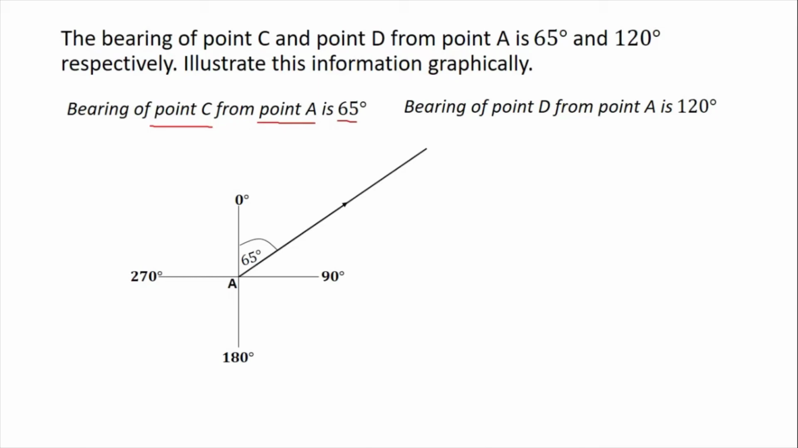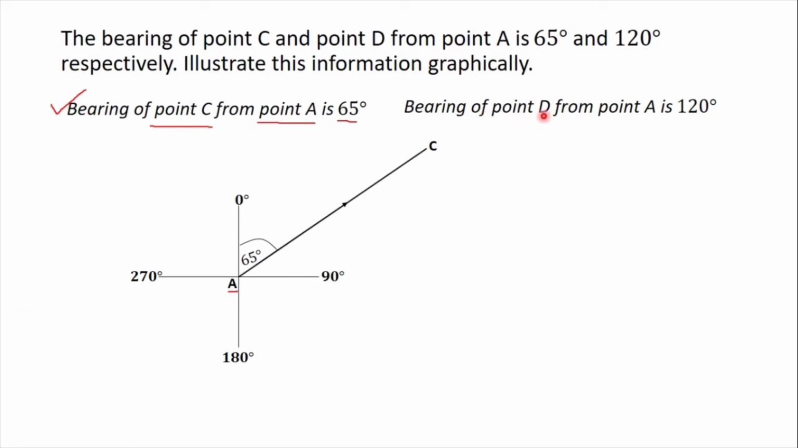So this is our starting point, point A. We have drawn the angle on the diagram, 65 degrees. Our ending point is point C, so you indicate that on the diagram. So we are done with the first part. The bearing of point C from point A is 65 degrees. Then you move on to the second part.